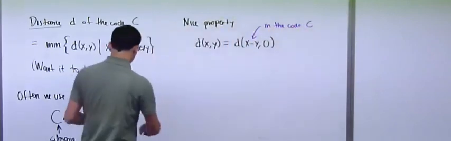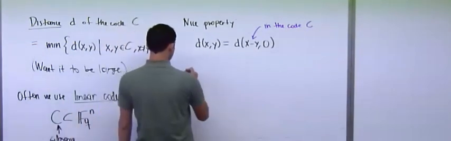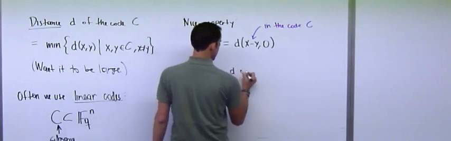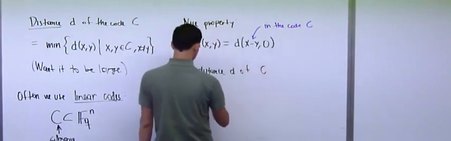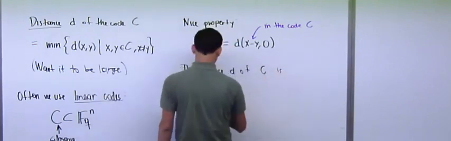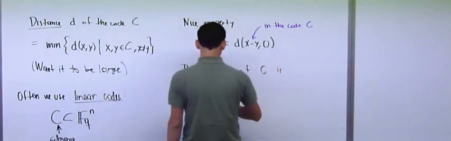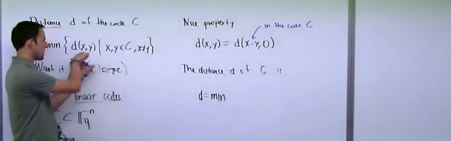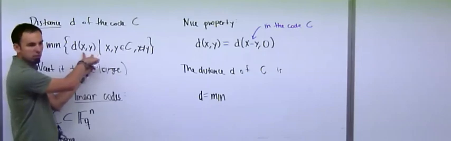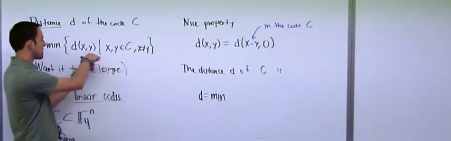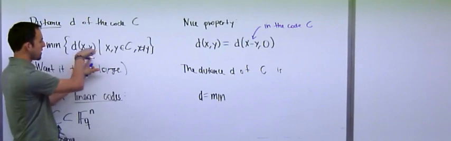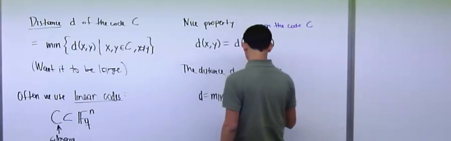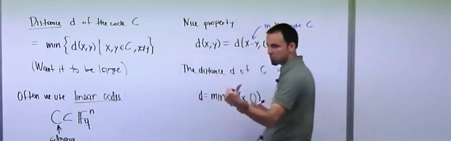Okay. And so therefore, the distance of the code equals the minimum distance. Basically, the point is that you can assume y is 0 here and just compute the minimum distance between some word in the code and 0. Where 0, of course, is just the 0, 0, 0 vector.